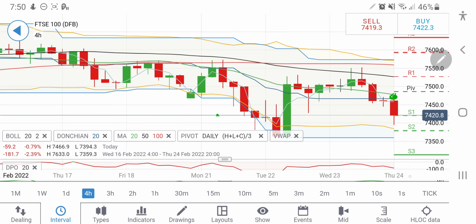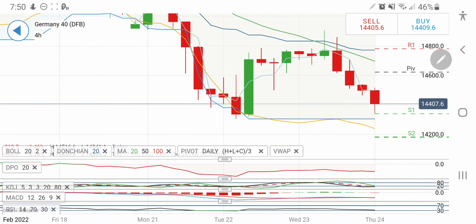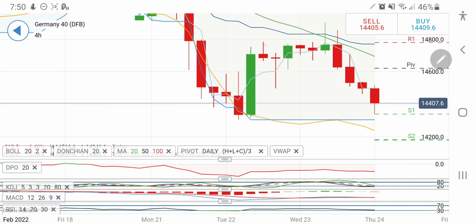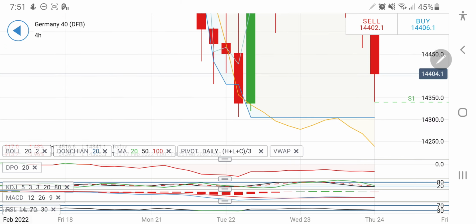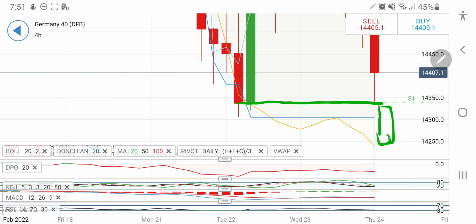Now let's move towards Germany 40. Germany 40 on the 4-hour charts. This was the zone in which it consolidated. It has broken out of this zone, trading in red. Now you can see here this has taken a support at this pivot, and if it breaks this zone, also look at this. Previously also this was the bottom which it has provided a support at 14340. Now if you see it trading below 14340, you can take a short entry there. How low could it go? It can again drop towards 14200 and below levels.